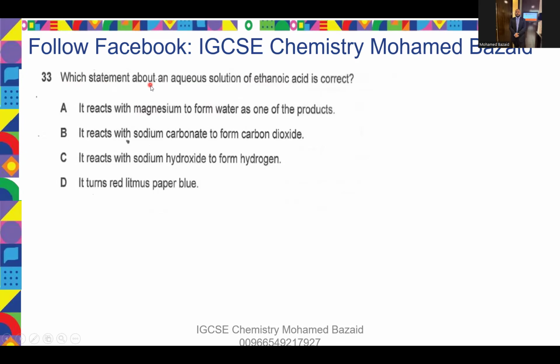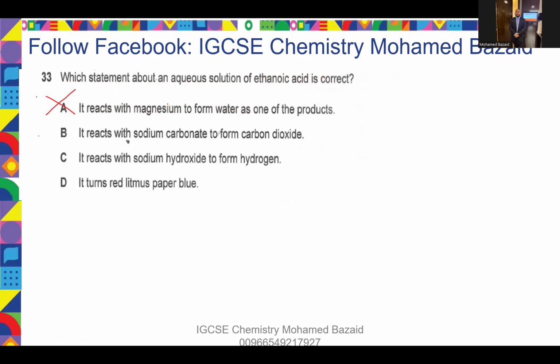33. Which statement about an aqueous solution of ethanoic acid is correct? Ethanoic acid reacts with magnesium to form water? No. When a metal like magnesium reacts with acid, it will form hydrogen gas. How come you say water? So letter A is not correct. Magnesium with ethanoic acid will form magnesium ethanoate plus hydrogen. I don't have water to form.